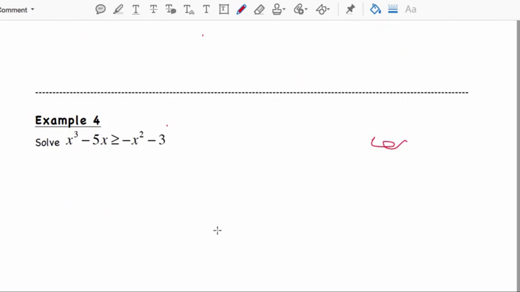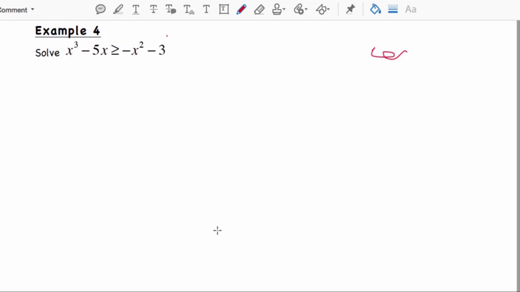And then let's go ahead and do example 4. Now what makes example 4 not so nice is that it is not factorable by grouping or any easy method. So we're going to have to use P over Q. So let's move everything to one side. I'm going to add that x squared over, and I'm going to add that 3 over.